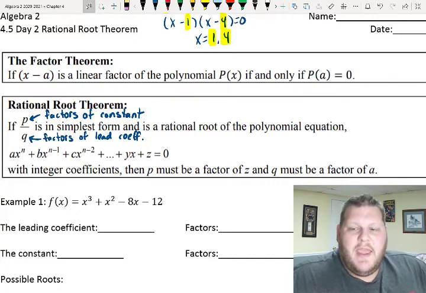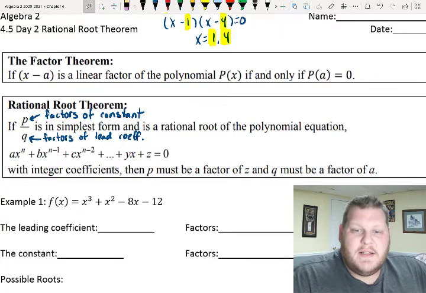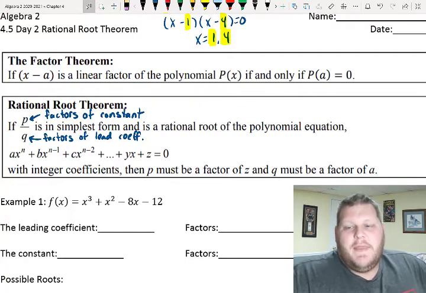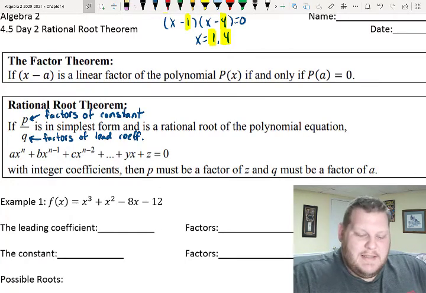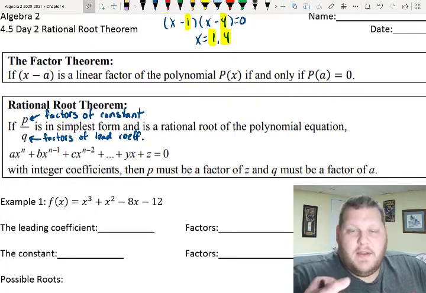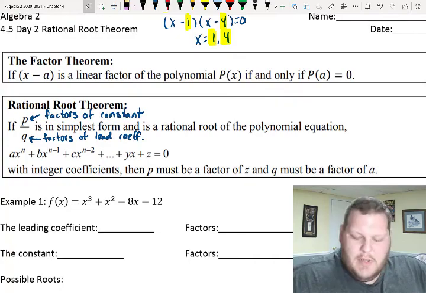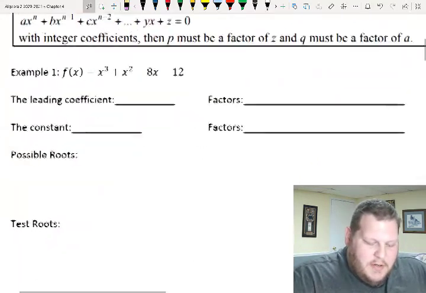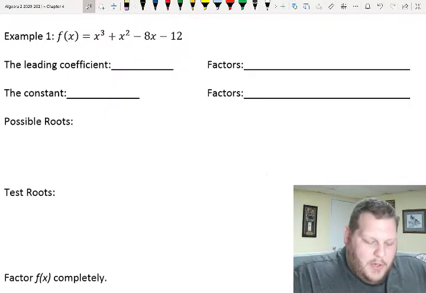All the factors of a give me my q-value, that's my denominator. So the factors of my lead coefficient are my denominator. And then my factors of the constant, which in this case are z, are all of my p-values, which are up top. So it's a whole lot easier to wrap your head around as soon as we start seeing some examples. So let's go ahead and just jump down in here into example number 1.